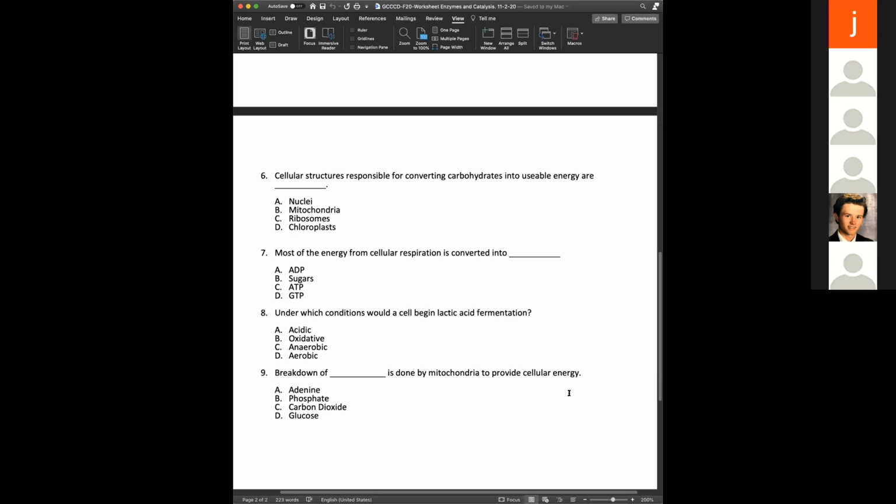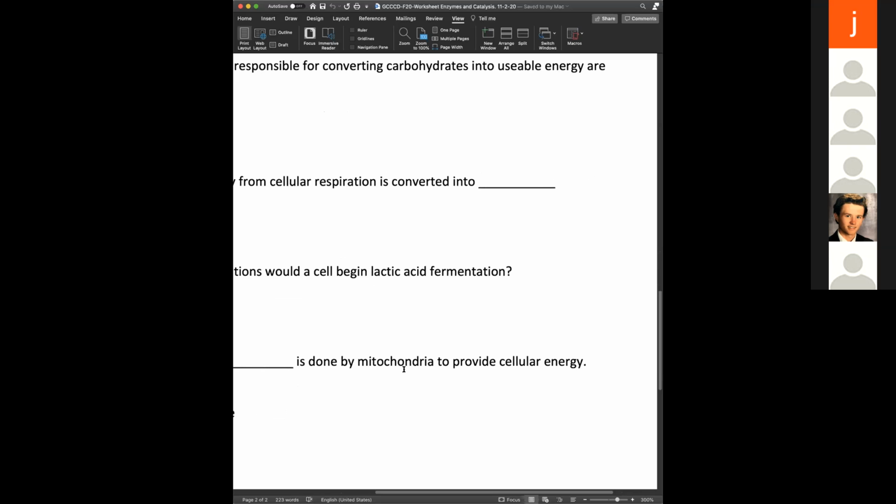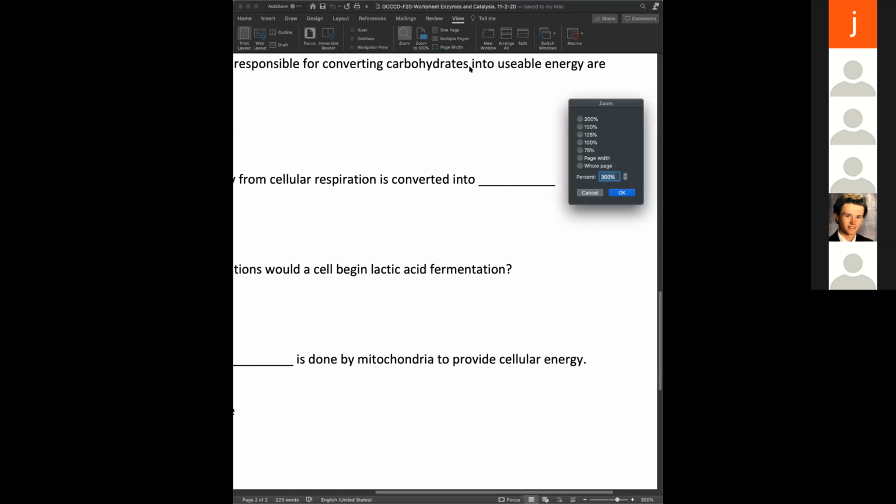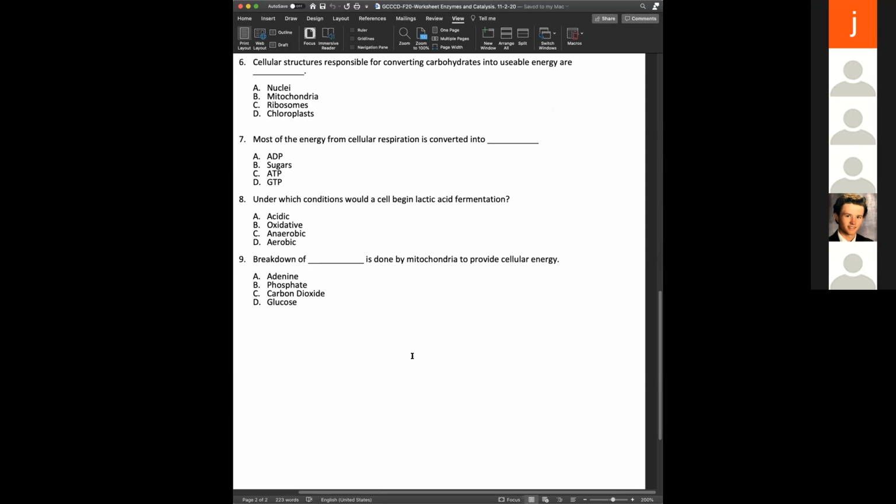It says breakdown of blank is done by mitochondria to provide cellular energy, and I think the answer is D, glucose. Yes, you're right. The answer is glucose. So very good. You've done well on the questions that you haven't really had the background for. So that's very, very well.